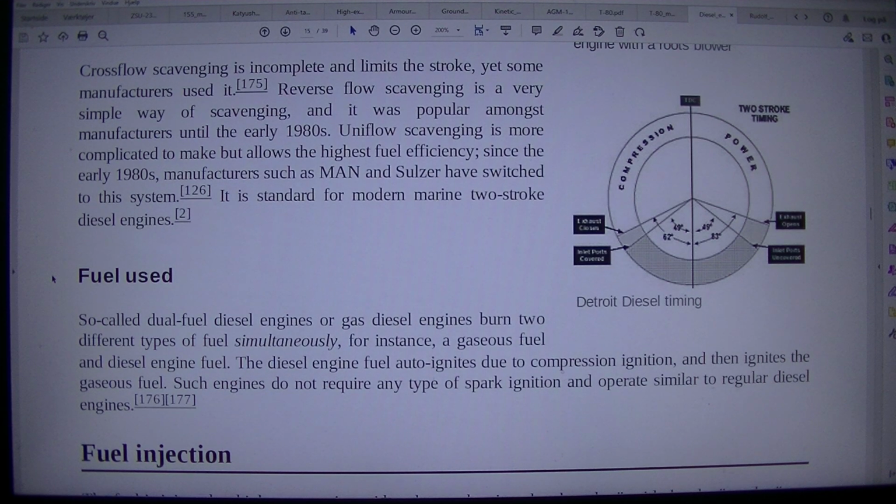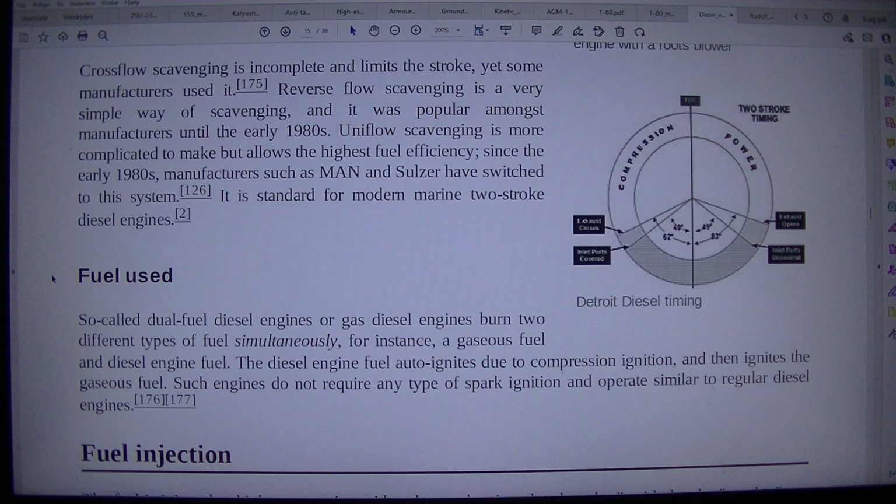Fuel injection. The fuel is injected at high pressure into either the combustion chamber, the swirl chamber or the pre-chamber. Unlike older petrol engines where the fuel is added in the inlet manifold or carburetor, engines where the fuel is injected into the main combustion chamber are called direct injection (DI) engines, while those which use a swirl chamber or pre-chamber are called indirect injection (IDI) engines.